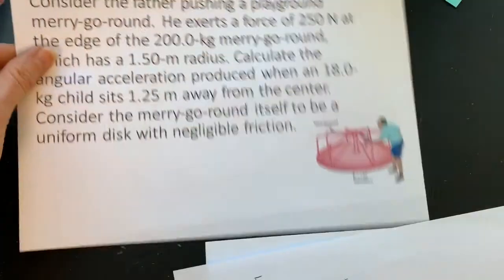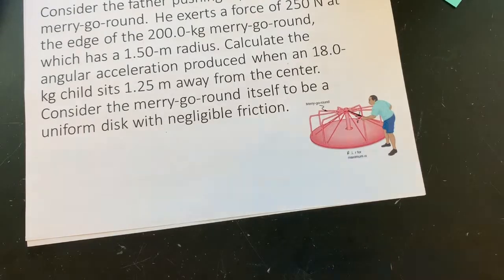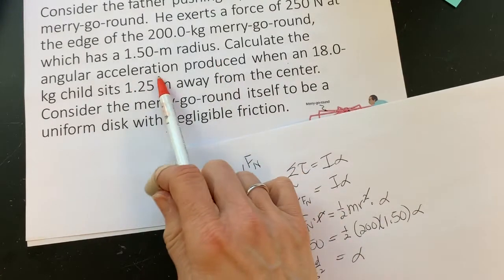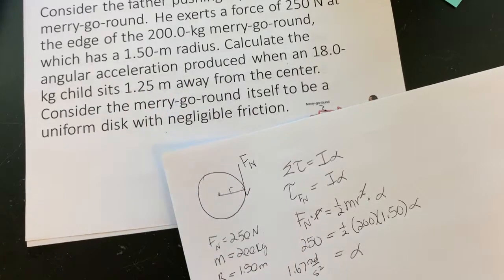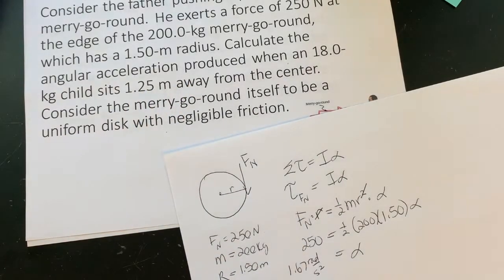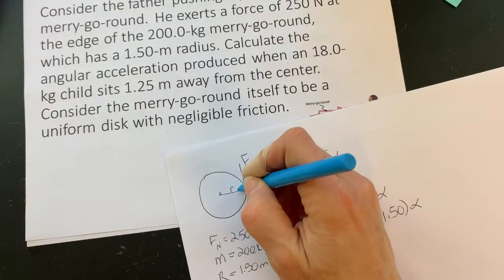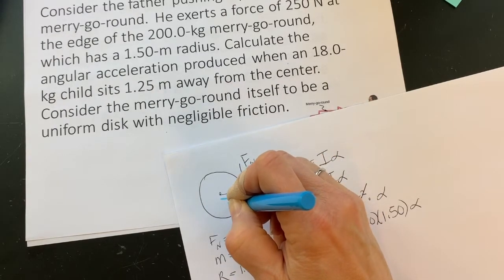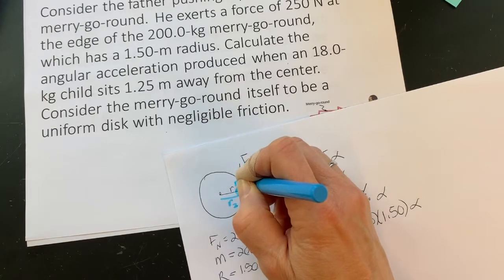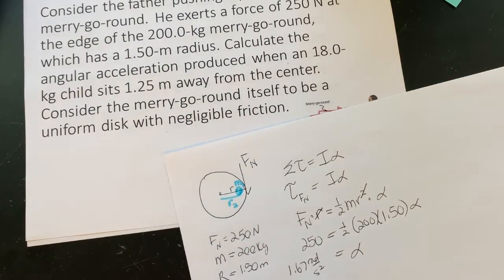So the next part of the problem is to calculate the angular acceleration produced when an 18 kilogram child sits 1.25 meters away from the center. So what changes here? What's going to happen is you've got a kid sitting right here, and here's his or her, we'll call it mass 2. So that child is putting a force at this point here.